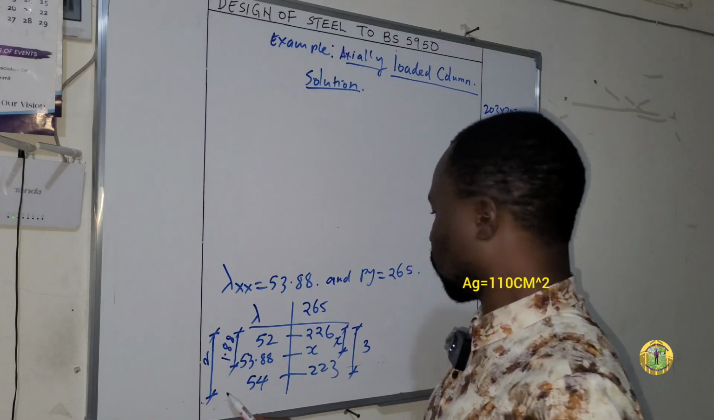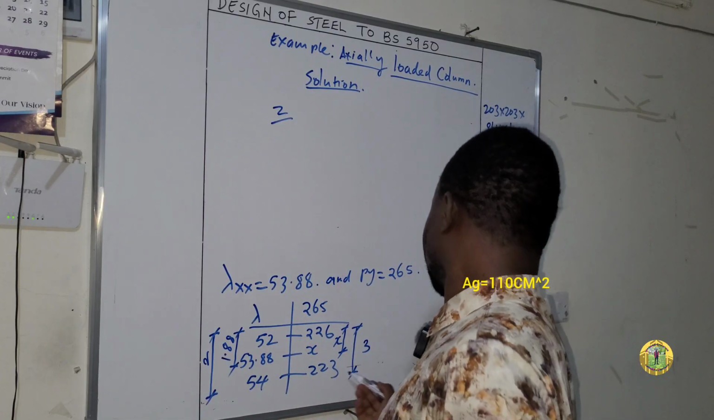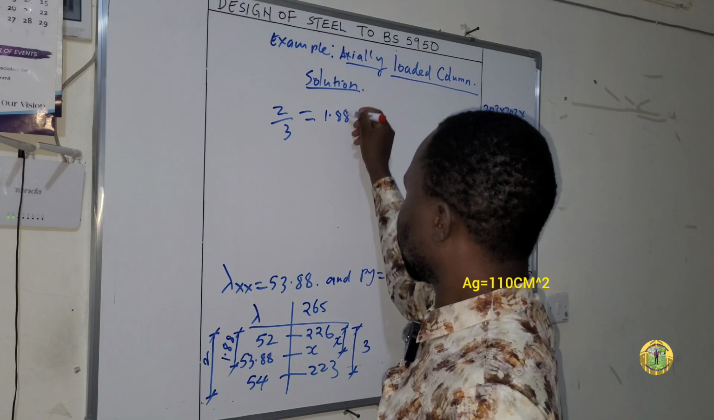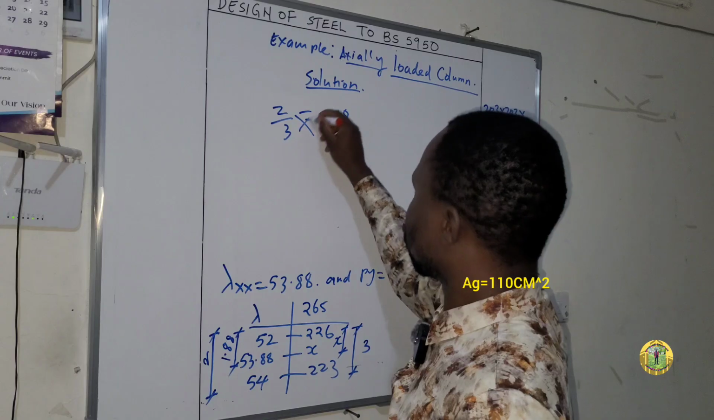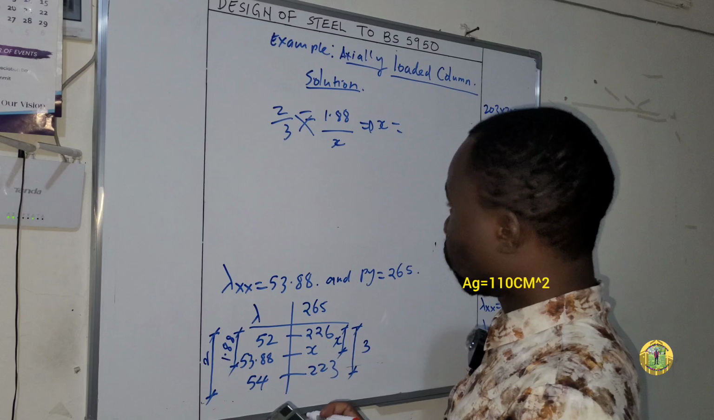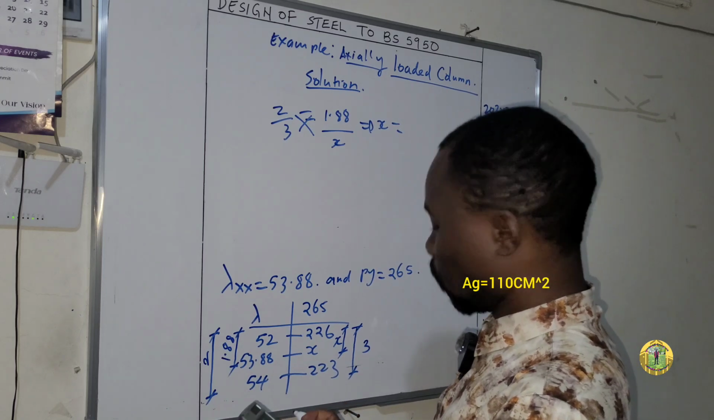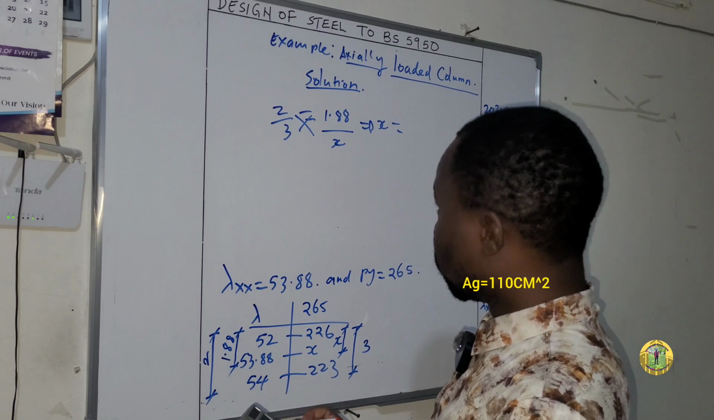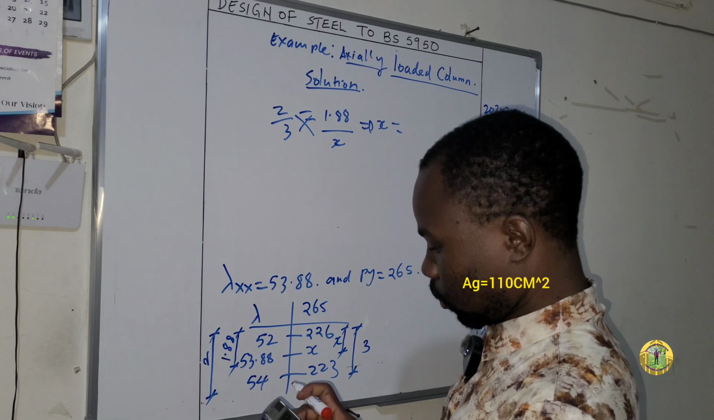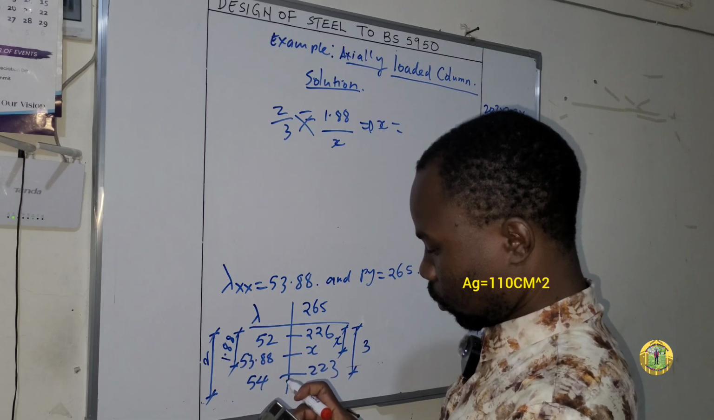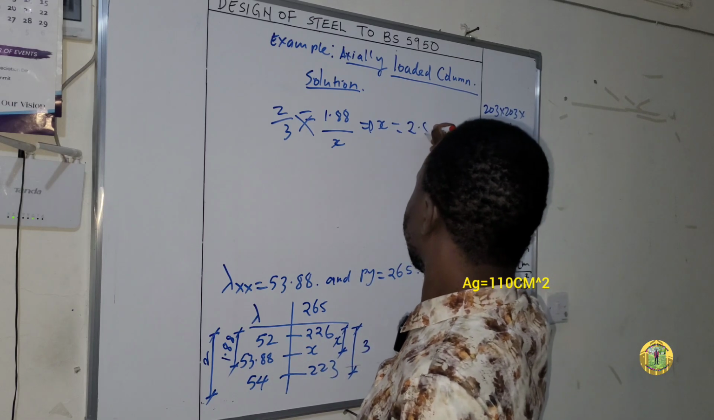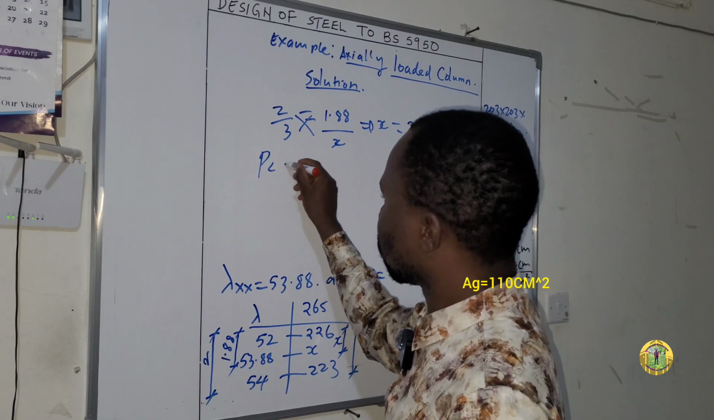So you will take 2 over 3 is equal to 1.88 over X. Then you cross multiply, which implies X is equal to 3 times 1.88, then you divide by 2. So this is 2.82.